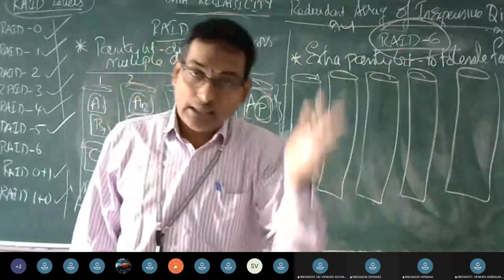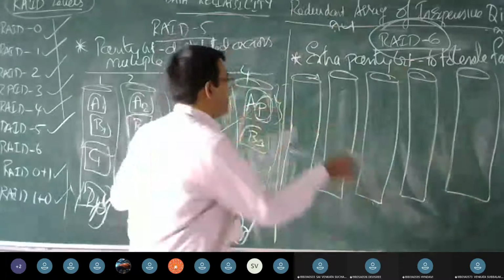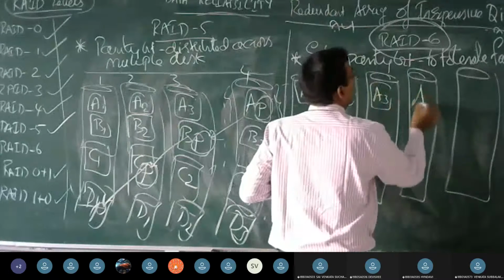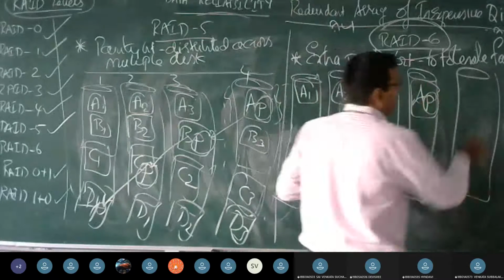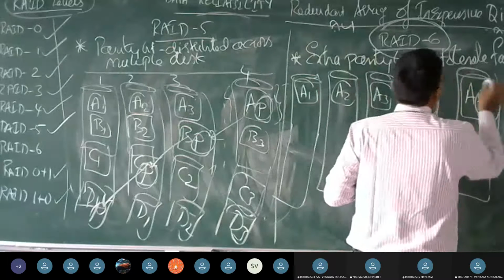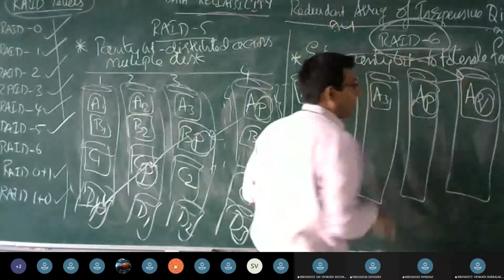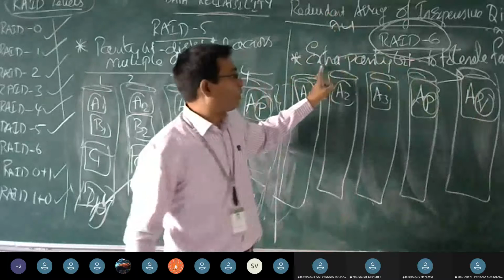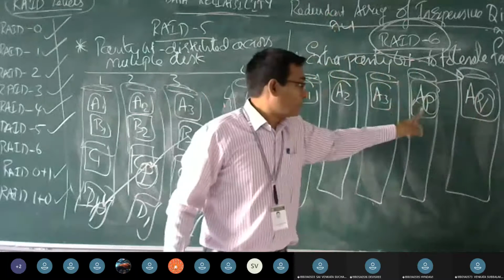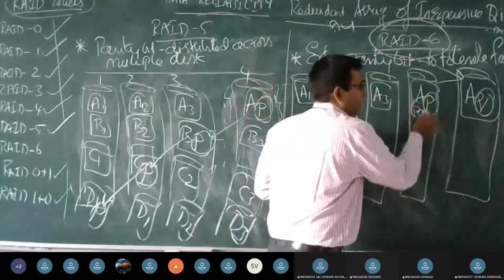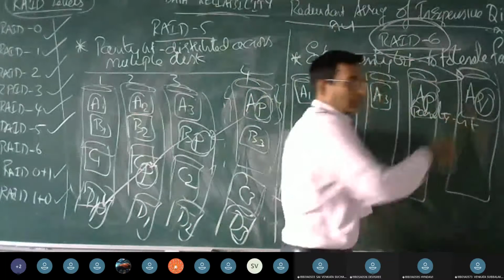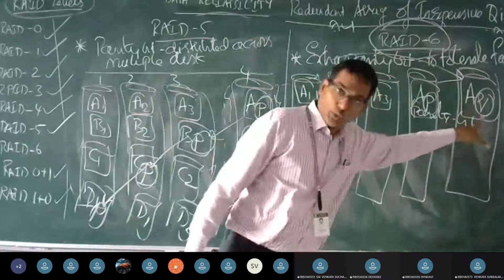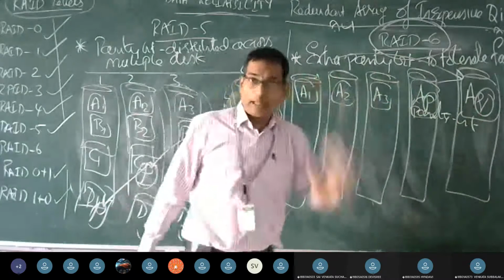And remember, parity is now distributed across multiple disks. That means I am going to have A1, A2, and A3. Now I will get AP, and I am going to get this Q. We are going to call Q an extra parity bit. As far as P is concerned, it is a general parity bit. But Q is considered the extra parity bit.